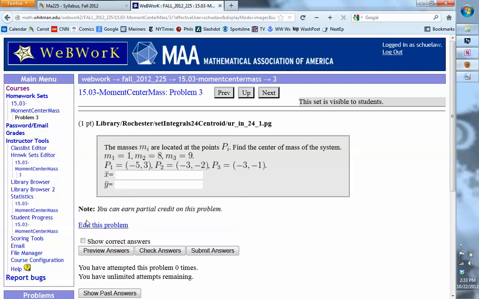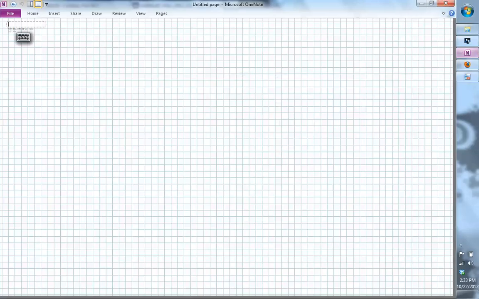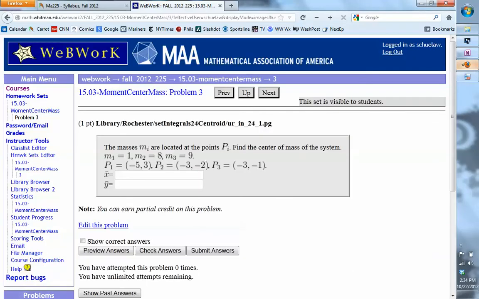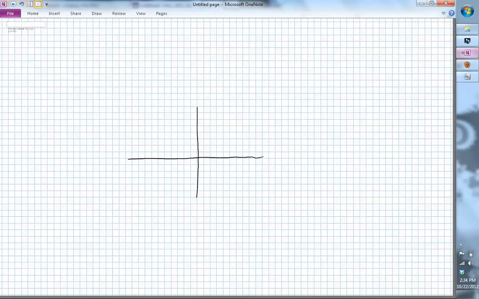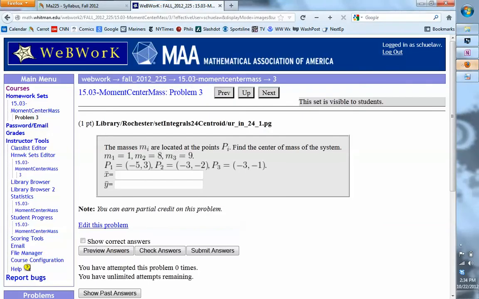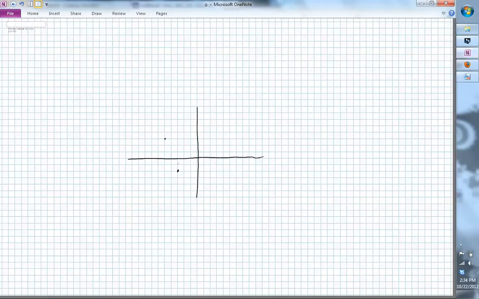So we've got these 3 points. Let me try to sketch them out here. We've got negative 5, 3. Then negative 3, negative 2, and then I don't remember what the other one was. Negative 3, negative 1. And 3 masses, I think this was 1, this was 8, and this was 9.